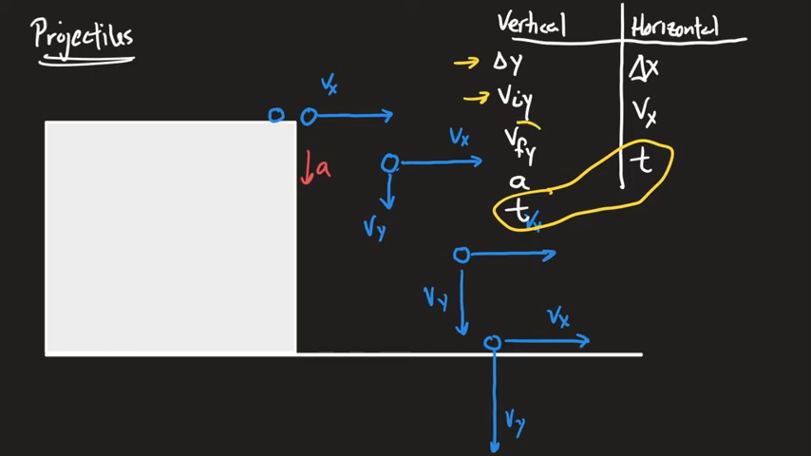You're never going to be given this one. That's how fast it's going when it hits the ground. Very seldom is that something a problem gives you. We don't know how fast the football landed. We know how fast the football was thrown. You follow what I'm saying?